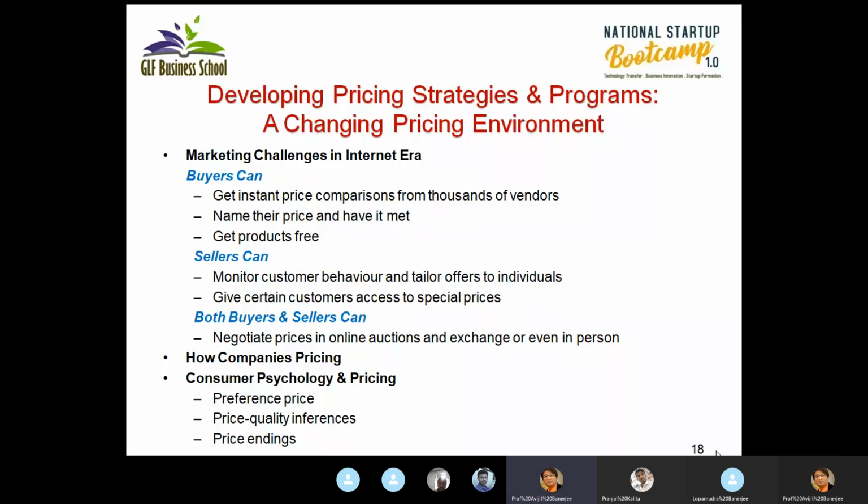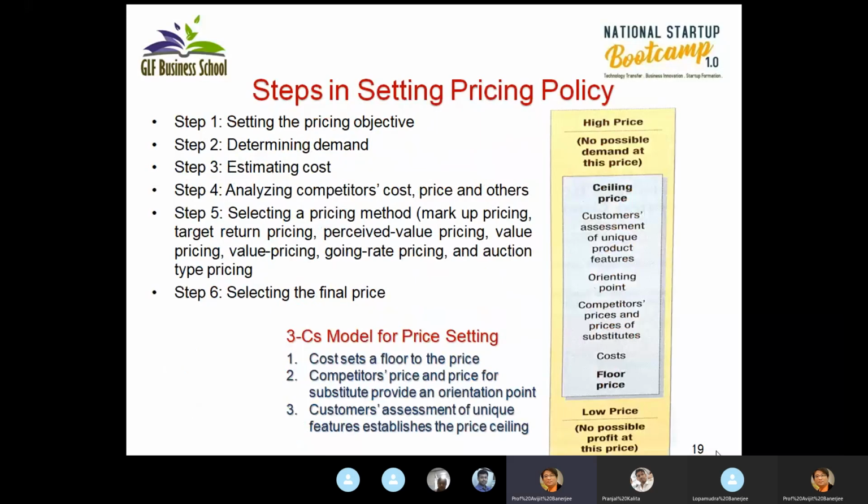The important areas of knowledge required are reference price, price quality inferences, and the price endings. Based on this knowledge, we should go for setting the price.